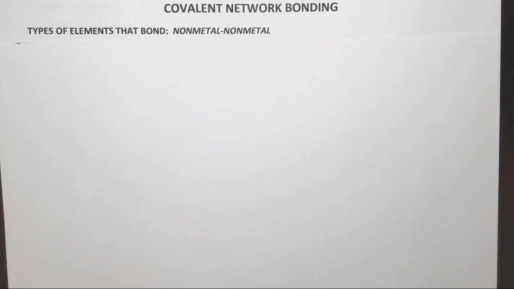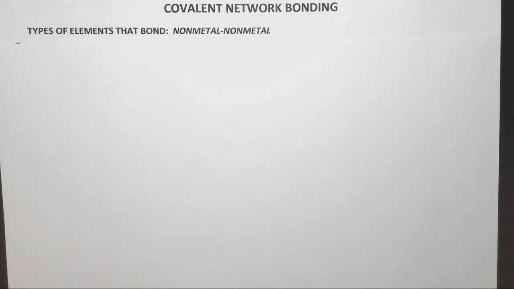Then we've looked at what happens when a metal and a nonmetal interact. Because metals have very few valence electrons and they want to lose them, and nonmetals have a lot of valence electrons they want to gain, we wind up with a transfer of electrons from the metal to the nonmetal. This creates a cation and an anion, and they attract each other, and that creates the ionic bond.